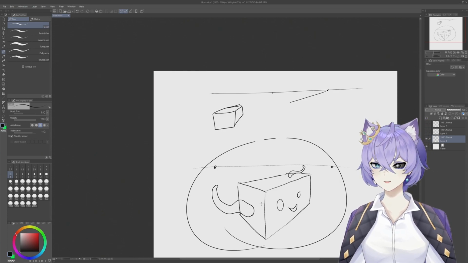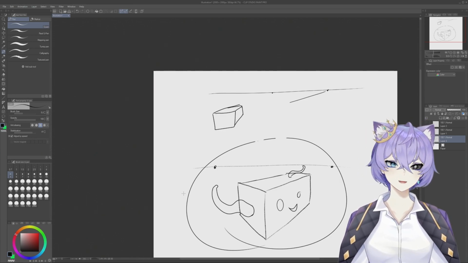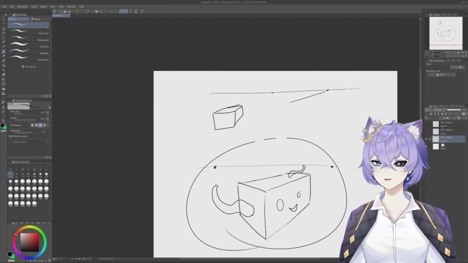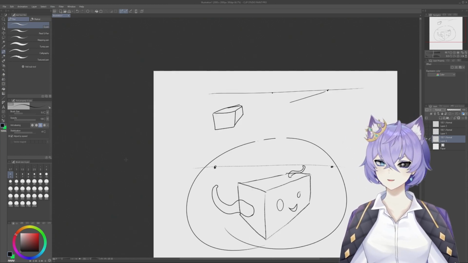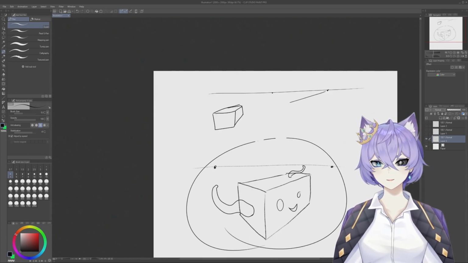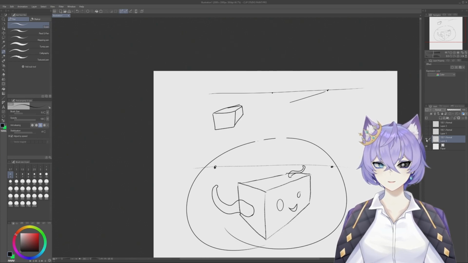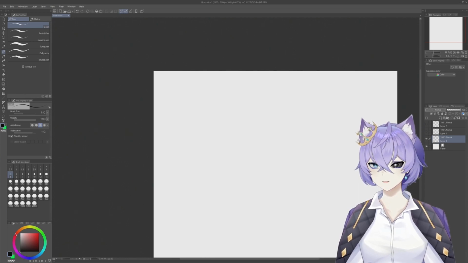Why the cube have tentacles? Because at this point, why not? Okay, so I have a general idea of what I want. So let's clear this.